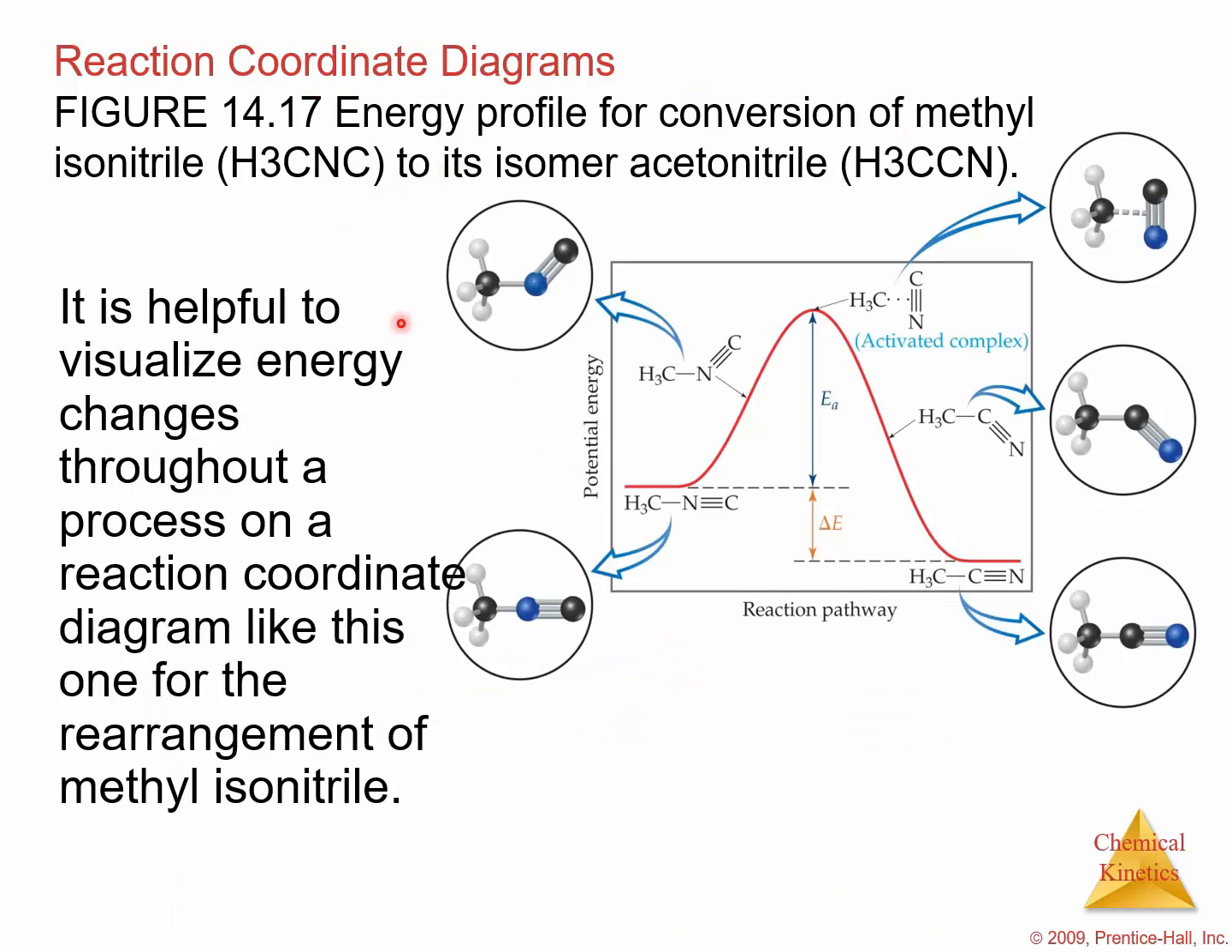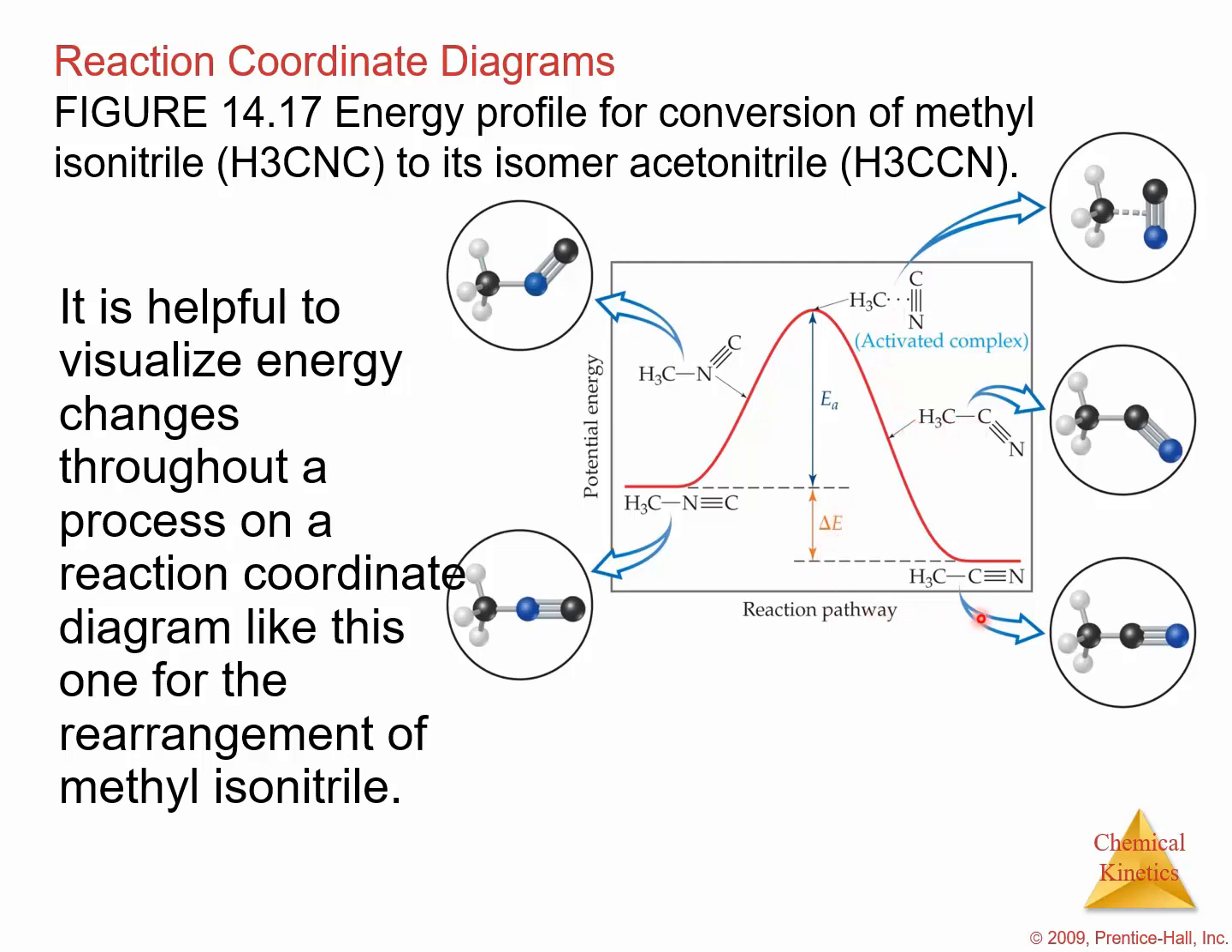Now, reaction coordinate diagrams. This figure shows us the energy profile for conversion of methyl isonitrile into its isomer acetonitrile. At the beginning, low energy, this is the energy of the reactant. It's helpful to visualize energy changes throughout a process on a reaction coordinate diagram like this, one for the rearrangement of methyl isonitrile. So you see here rearrangement occurred, and then we reach the transition state or activated complex, and bond breaking starts to occur, and then bond forming.